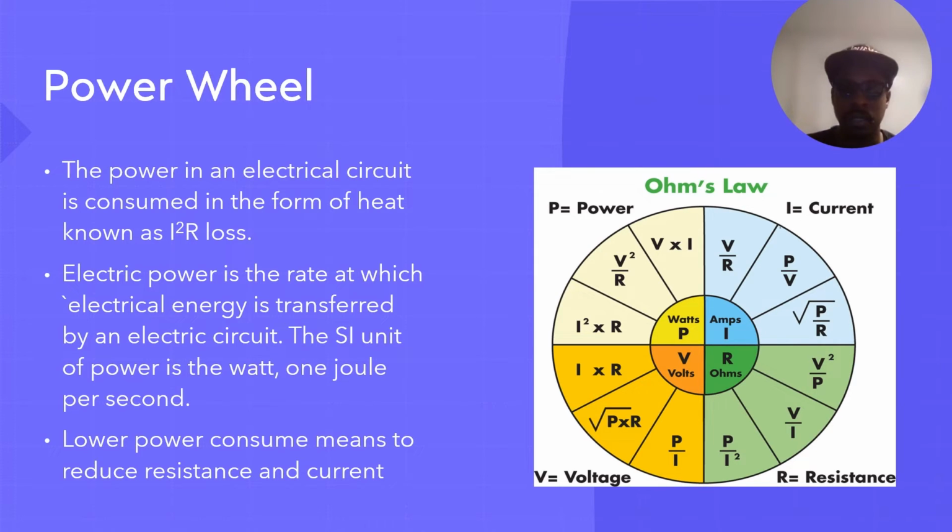So power in an electrical circuit is consumed in the form of heat, known as I R squared. Electric power is the rate at which electrical energy is transferred by an electric circuit. The SI unit of power is the watt, or 1 joule per second. By lowering the power consumed, this means we reduce resistance and current.